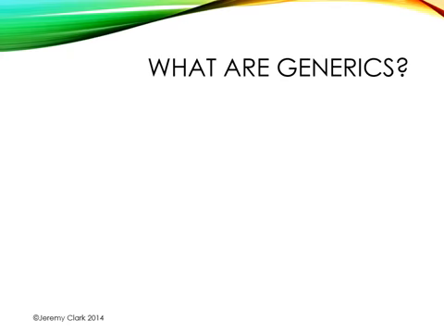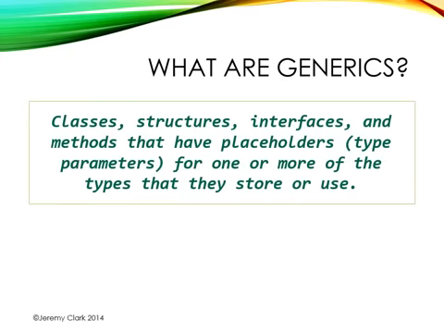So let's start out with a definition. Generics are classes, structures, interfaces, and methods that have placeholders, type parameters, for one or more of the types that they store or use. Now, where we've seen this most frequently is in collections, so List<T> is something very common that we see.